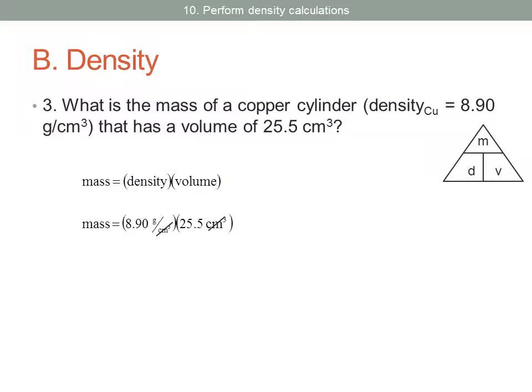Notice your units here, centimeters cubed cancel. The centimeters cubed in the density is in the denominator, the centimeters cubed in the volume is in the numerator, so they cancel. That leaves us with grams, and if you think about the problem, we're trying to find mass, so we should be left with a mass unit. And this will give you 227 grams for your mass.